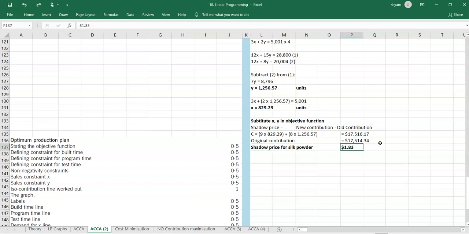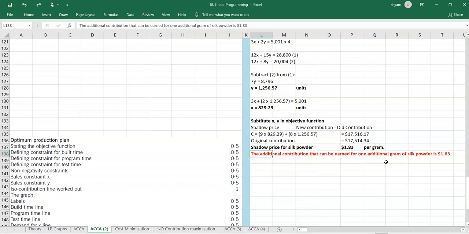So the shadow price for silk powder is, for per gram of silk powder you add, you will get 1.83 as the contribution. So per gram you will get. The additional contribution that can be earned for 1 additional gram of silk powder is 1.83.